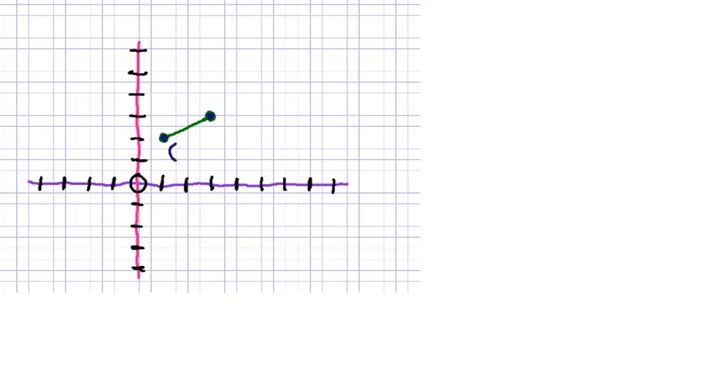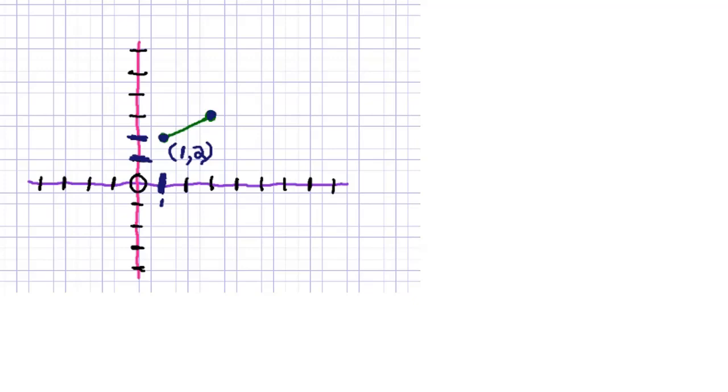So that point is 1 notch. Here's the notch, and that's 1. So that point is 1 notch over to the right on the x-axis. So that's +1, and then you put a comma. And then what is it on the y-axis? Well, we count up 1, 2 notches, so that's +2. So the coordinates for that first point is 1, 2.